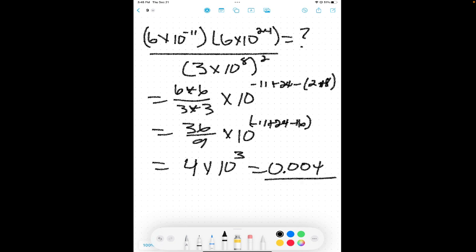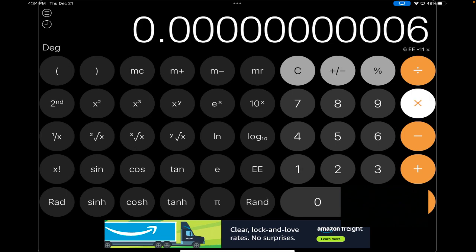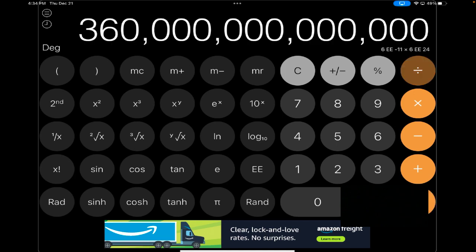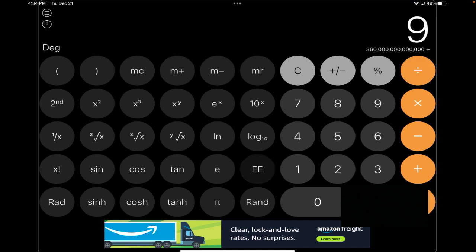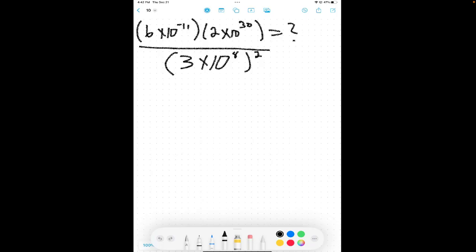So our final result then will be 4 times 10 to the 3, or 0.004. Now that question was very complicated, and there were a lot of steps, so let's verify those steps with our calculator. So 6 times 10 to the 11 times 6 times 10 to the 24 divided by 9 times 10 to the 16 equals 0.004. So we verified the answer that we got doing it by hand without a calculator. Now let's try one final complicated example.